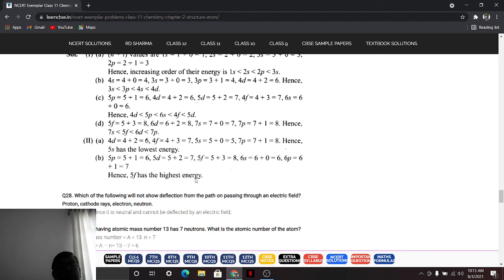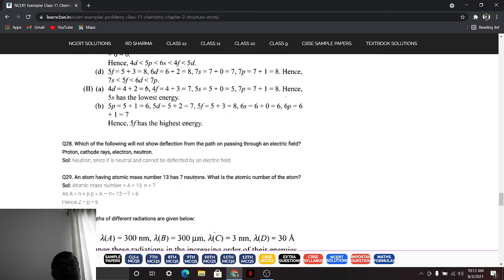Which of the following will not show deflection from the path on passing through electric field: proton, cathode rays, electron, neutron. Solution: neutron, since it is neutral and cannot be deflected by an electric field, neutral species.